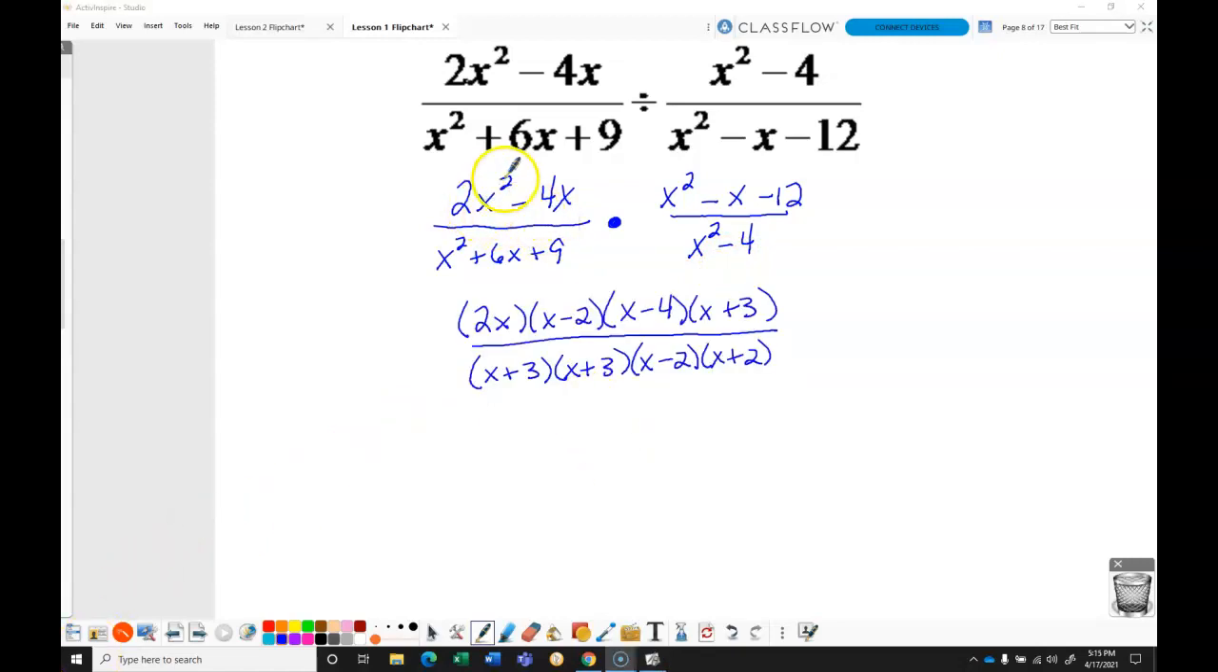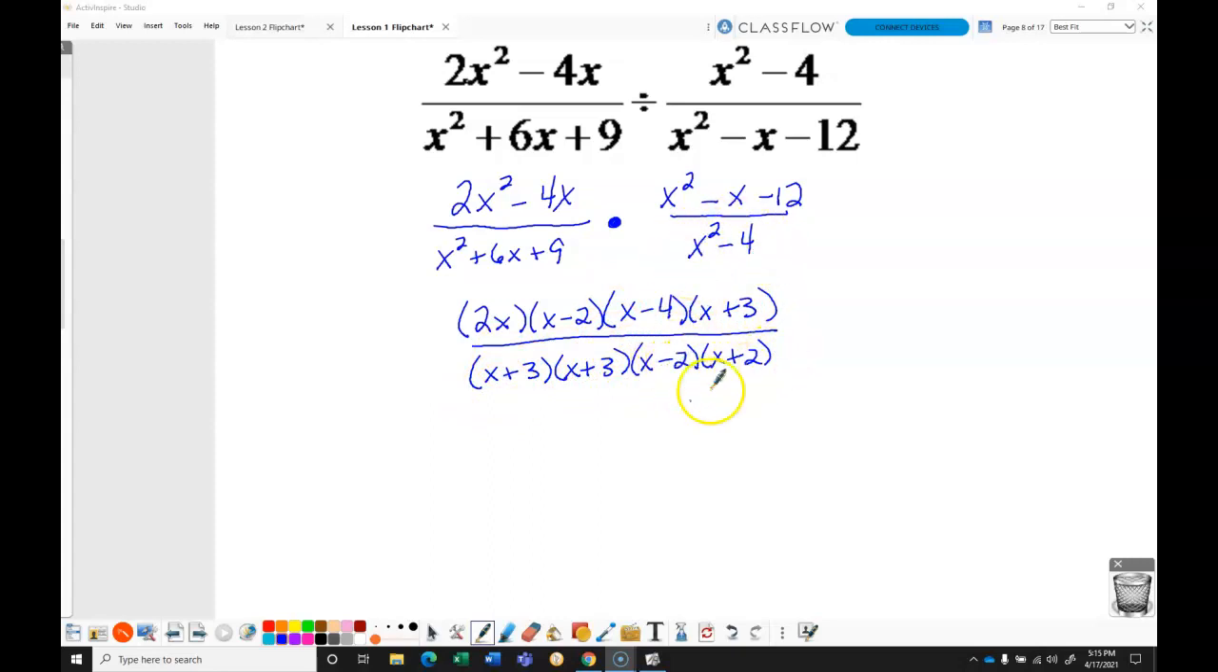Okay, 2x squared minus 4x. That had a common factor that came out. Multiplies to negative 12, adds to negative 1, was negative 4 and 3. This was a perfect square trinomial. I could have written it as x plus 3 quantity squared. Sometimes it is actually easier to write out the two factors so that when you're canceling, you don't miss things. And then that was the difference of two squares.